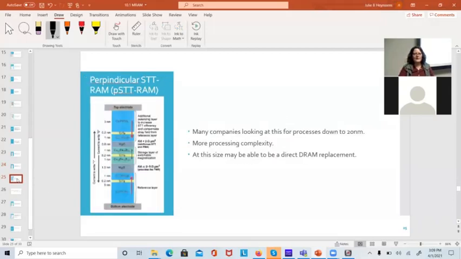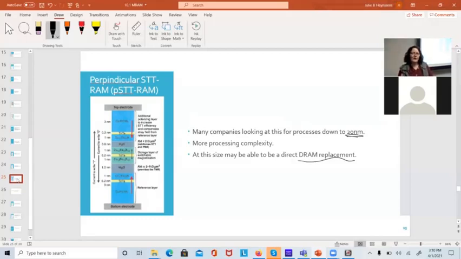Okay. So we want to try to scale this down. One of the ways we can do this is let the material scientists at it, and this is what they come up with. They have all these different layers of materials that make it just right, which complicates the processing, which brings the cost up. Yeah, but if I can get it down to 20 nanometers, I may have something that's a direct DRAM replacement.